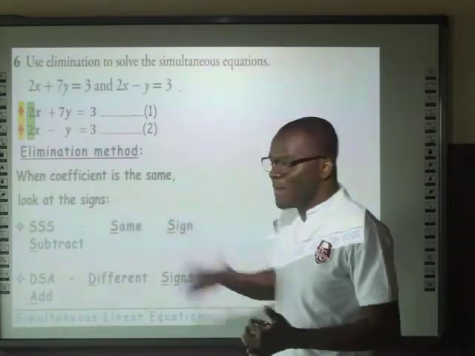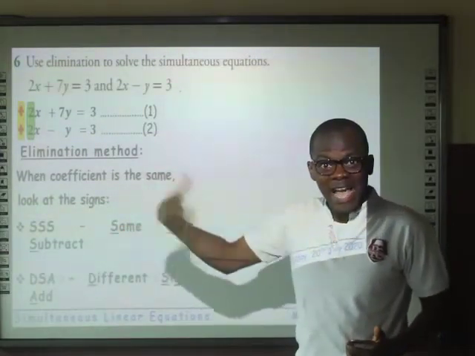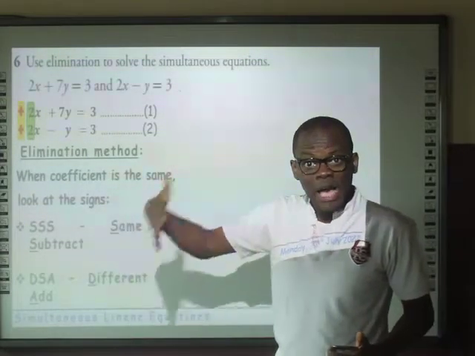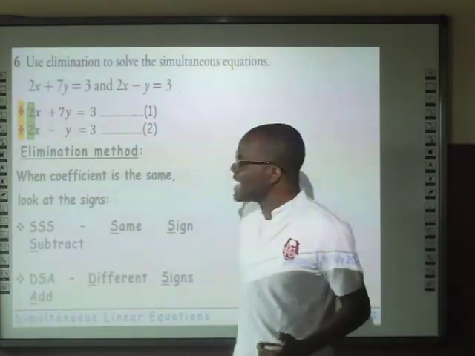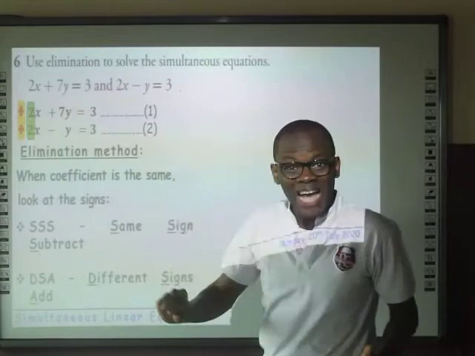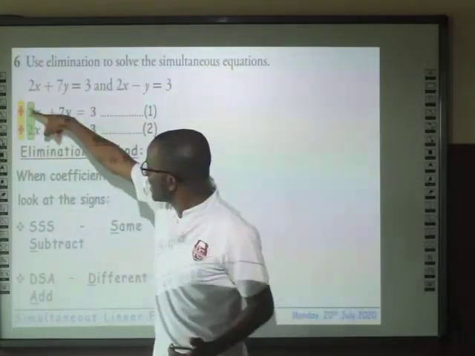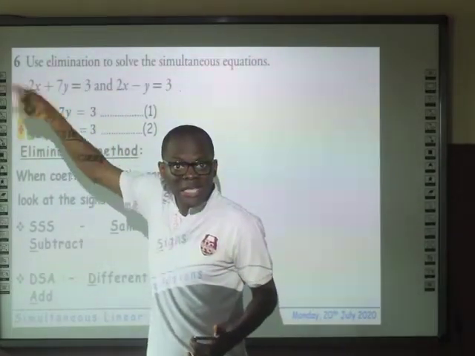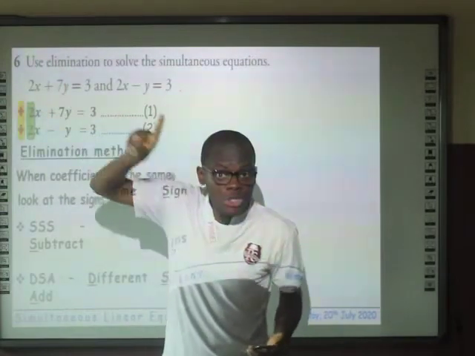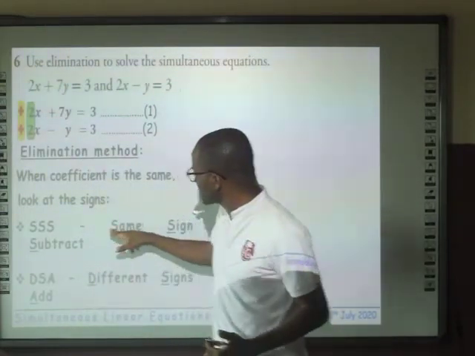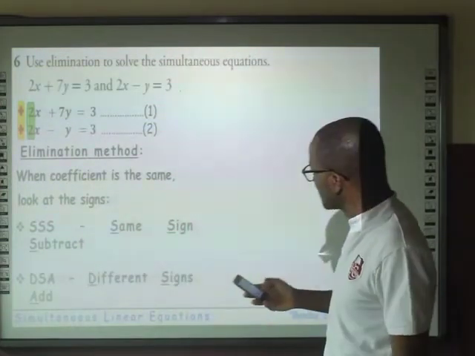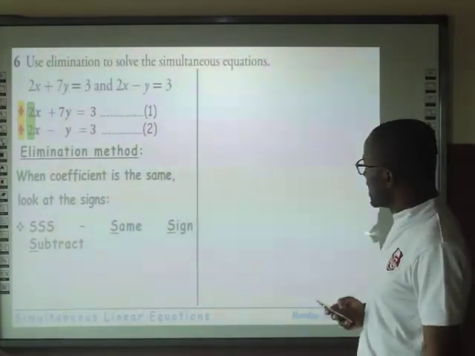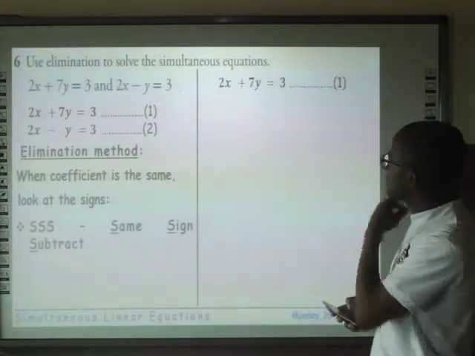Okay? And remember our SSS and DSA. SSS, which is short for same sign, subtract, and DSA, which is short for different signs, you add. But in this case, the signs are the same. Same sign, you subtract. Exactly. So in this case, because the signs are the same, we are going to subtract. Let's see how we do that. We're going to subtract. So again, we write down our equations.